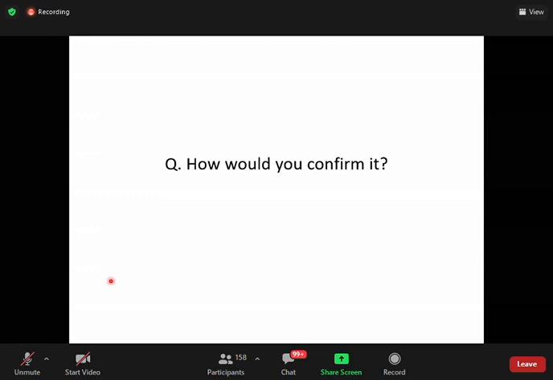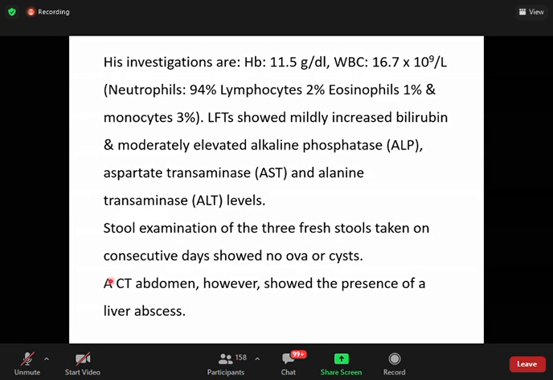How would you confirm it? Biopsy? Very non-invasive. In 5 minutes you can confirm it. Ultrasound. Simple ultrasound will tell you this is a liver abscess. His investigations: hemoglobin 11.5, WBC 16.7. They are mentioning CT scan. Okay, CT scan can be used to confirm, but initially it is the ultrasound which will almost confirm the diagnosis. It is very non-invasive and easy.